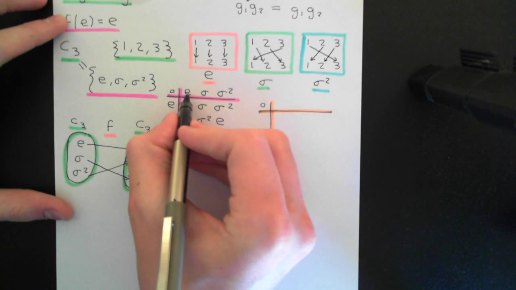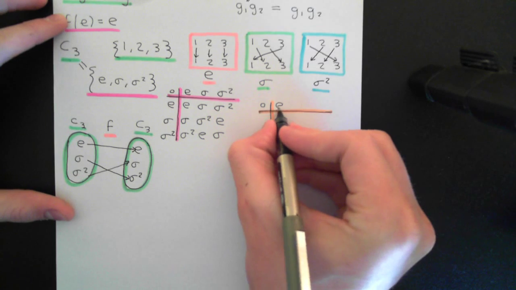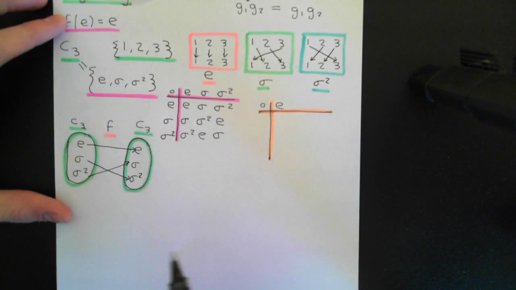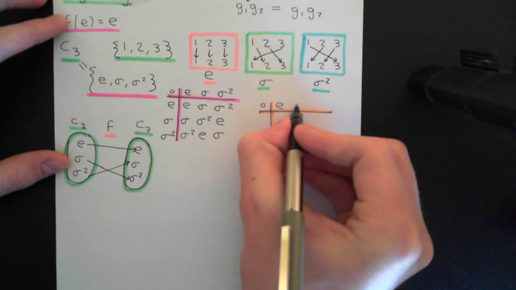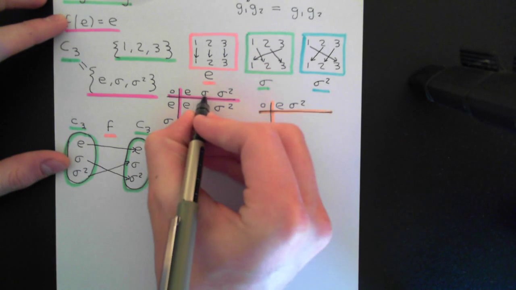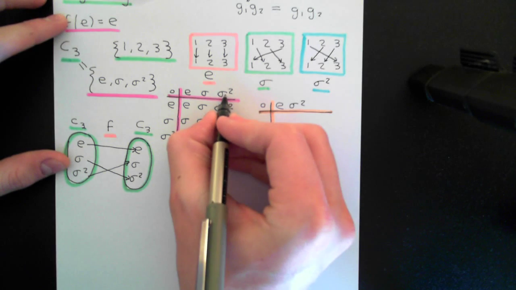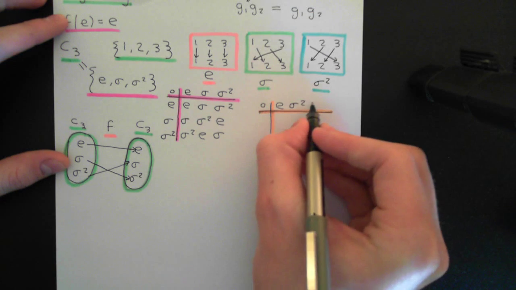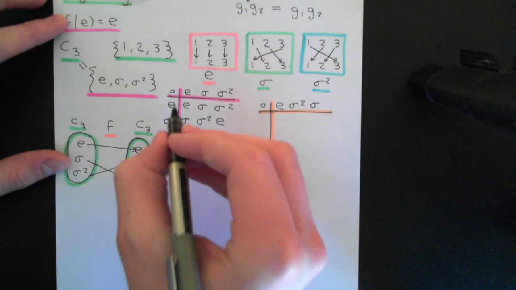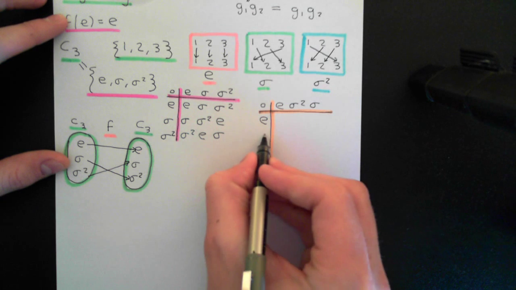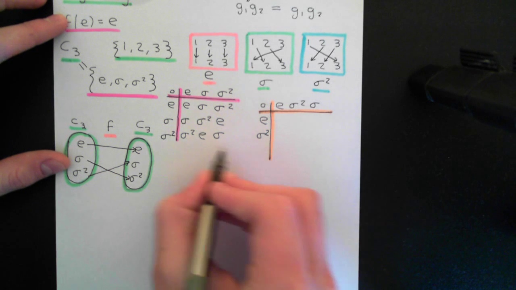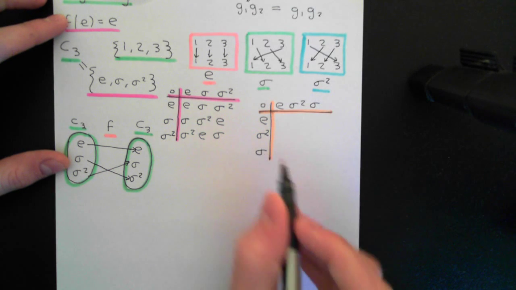So the identity, what do I relabel that with? I relabel that with the identity because the identity is being sent to the identity. Sigma, I relabel with sigma squared. So I relabel this one sigma squared here. Sigma squared here, what do I relabel that as? I relabel that as sigma. The identity over here, I relabel as the identity again. Sigma, I'll relabel as sigma squared, and sigma squared, I'll relabel as sigma.